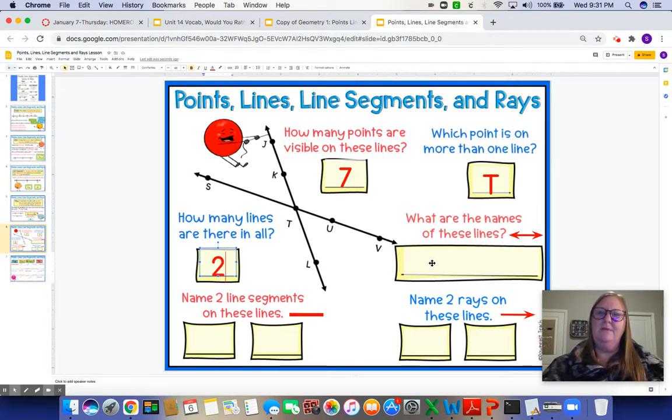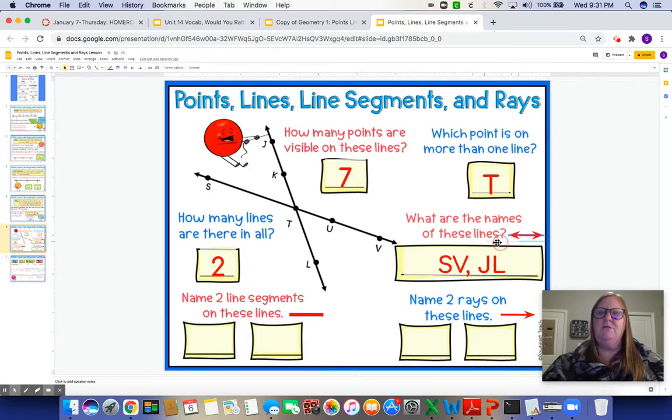What are the names of these lines? The names are SV and where we start here, JL. And if I had a way to do it, I would put a line over top of it just like this, right? That had arrows moving in both directions. Let's see if we can move those down there. We sure can. So there we go. Now we've just named those lines and we put the picture above it to show that it's a line.